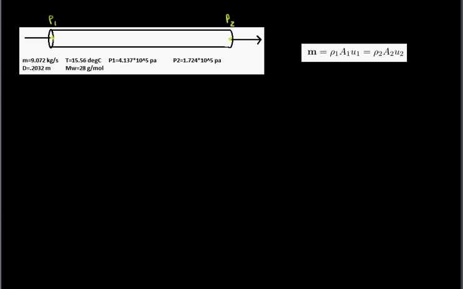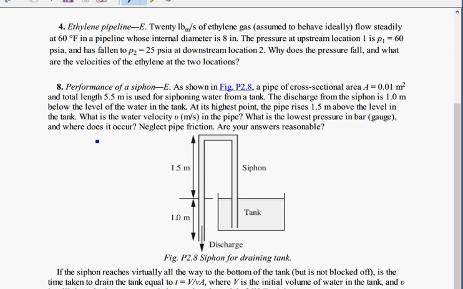So let me just go ahead and pull up the problem that we're going to work through first, involving the flow of ethylene through a pipeline. That's problem number 4. We're given a mass flow rate of 20 pounds per second of ethylene gas, and we can assume that it behaves ideally. Then we're given a temperature, an internal pipe diameter, and upstream and downstream pressure. We're interested in finding the inlet and outlet velocities, and also an explanation as to why the pressure falls.